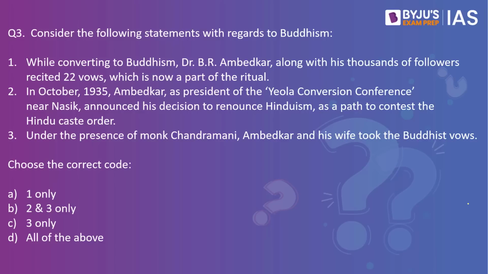Second, in October 1935, Ambedkar, as president of the Yola Conversion Conference near Nasik, announced his decision to renounce Hinduism as a path to contest the Hindu caste order. Third, under the presence of Monk Chandramani, Ambedkar and his wife took the Buddhist vows. Which of these given statements is or are correct? The correct answer here would be D. All the three given statements with regards to Ambedkar's relationship with the Buddhist religion are correct.